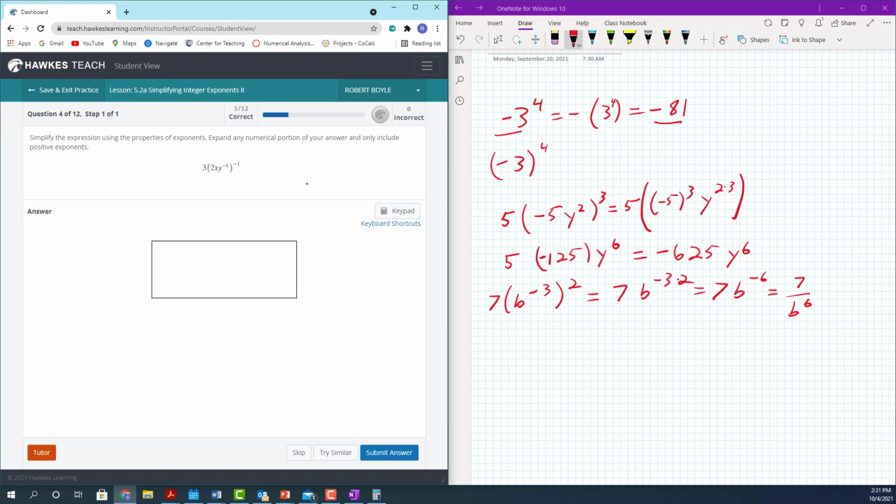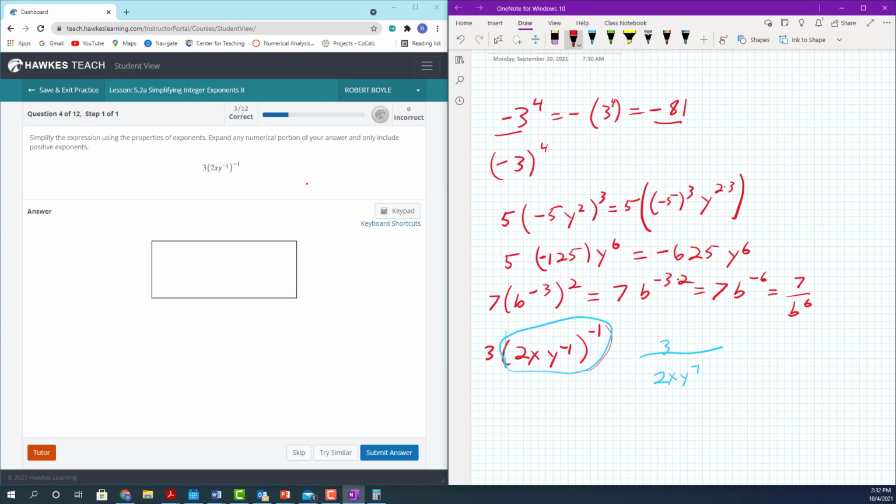Here's one that operates on 2 bases. So here we have 3 times (2xy to the -1) to the -1st power. Now, once again, the first thing I want to do is deal with this monstrosity right here. And since this is to the -1st power, I'm going to rewrite all this in the denominator. And that will give me 3 over 2xy to the -1st power. Okay, so that takes care of this part.